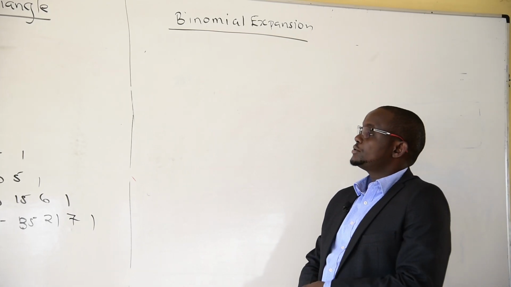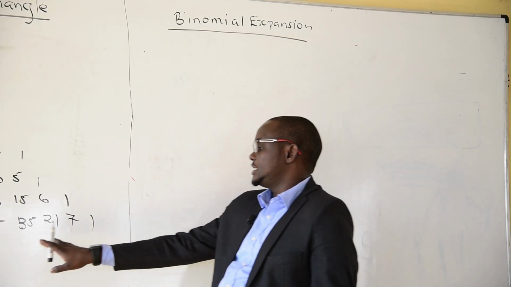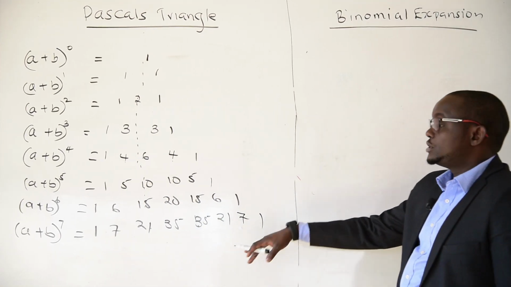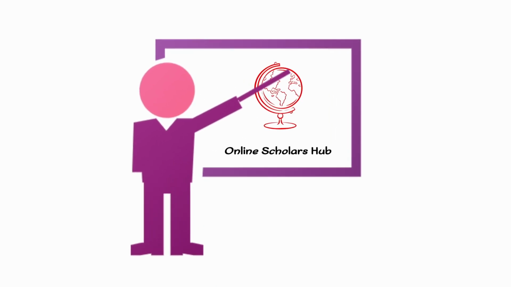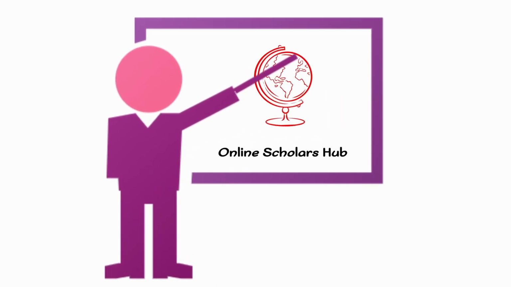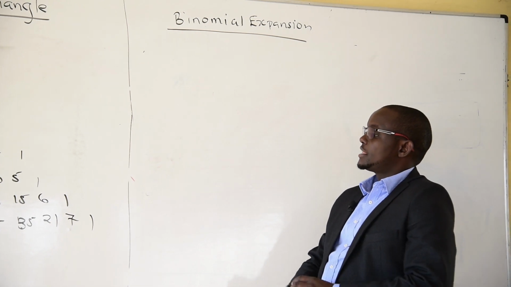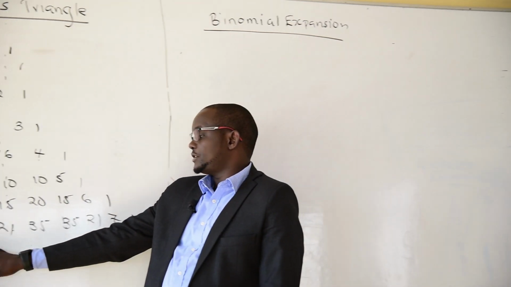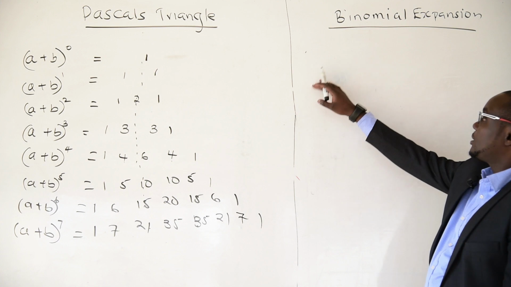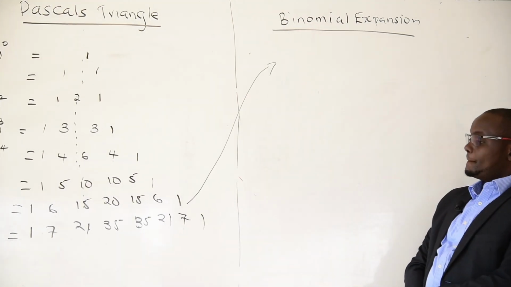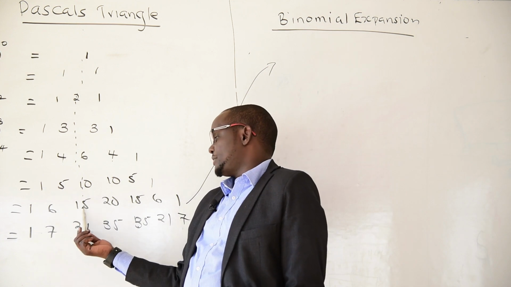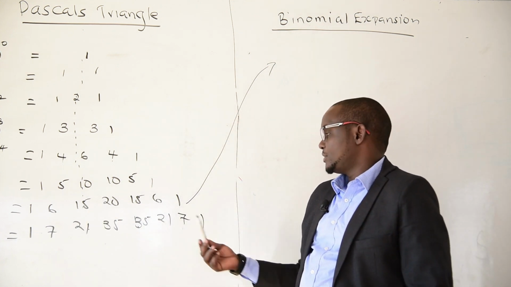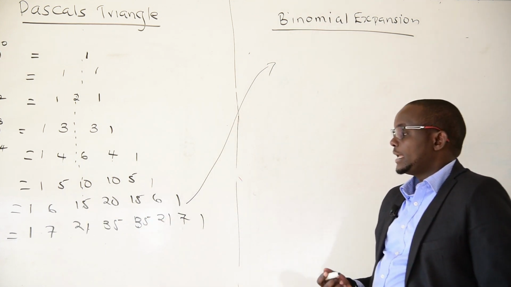Hello guys, I want to teach you another way of getting this coefficient using what we call binomial expansion. You realize that here we have 1, we have 6, we have 15, we have 20, we have 15, we have 6, and we have 1.